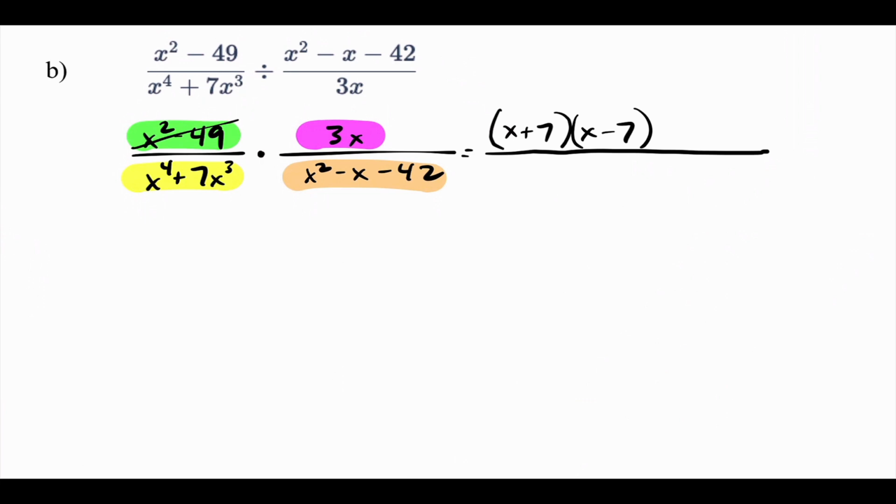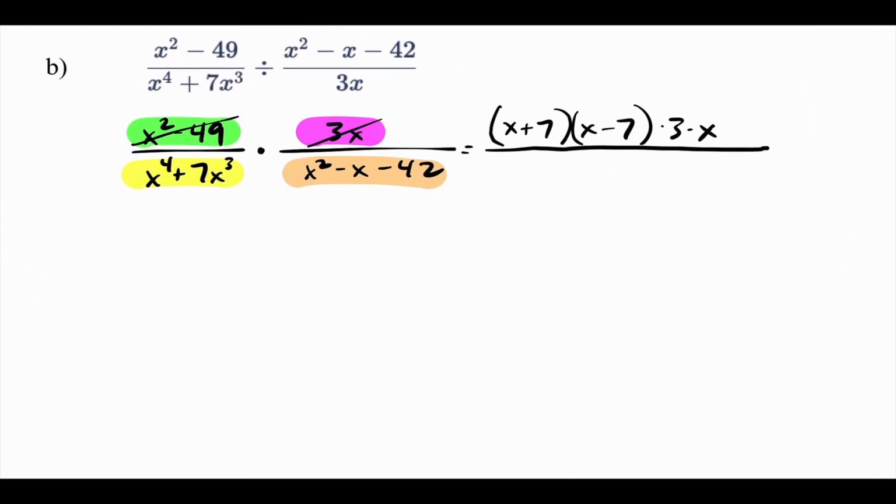Pink is a monomial, right? So I got to break down 3 and break down x. Well, 3 is just 3. There's no other way to break down 3. And x is just x. That was easy.